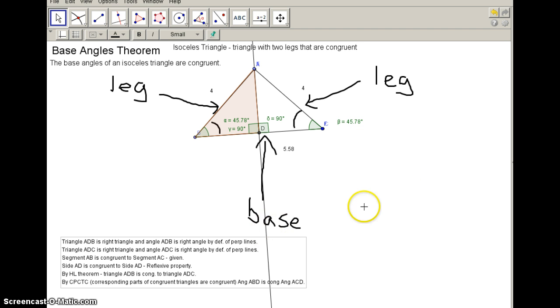Now, what's interesting about that is sometimes we use CPCFC, and that would be the corresponding parts of congruent figures are congruent. It does not only limit ourselves to triangles. If we have two figures that are congruent, then their corresponding parts are also going to be congruent. Okay, a lot of talking there, but that is your second triangle theorem, and it's a good one, the base angles theorem. It's good to be able to prove it, and then you should remember it because you can use this for many other proofs in the future.